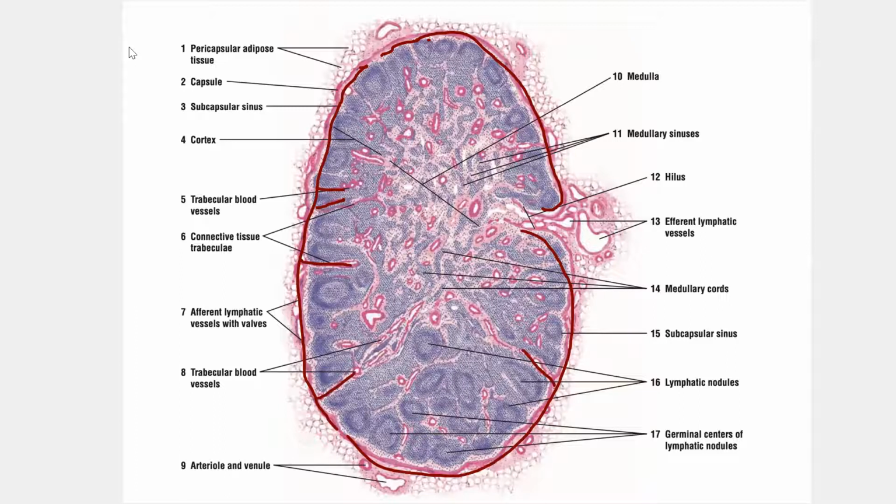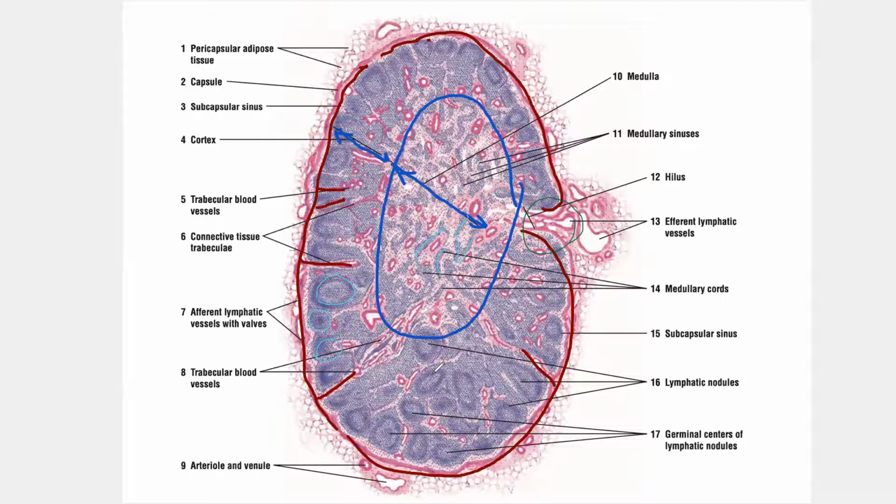You have 2 distinct regions. The first part, the outer part, is called cortex, which you have here. And the inner part is called medulla. In the cortex, you can see lymphatic follicles. And in the medulla, you have medullary cords. And you can see the hilum here.